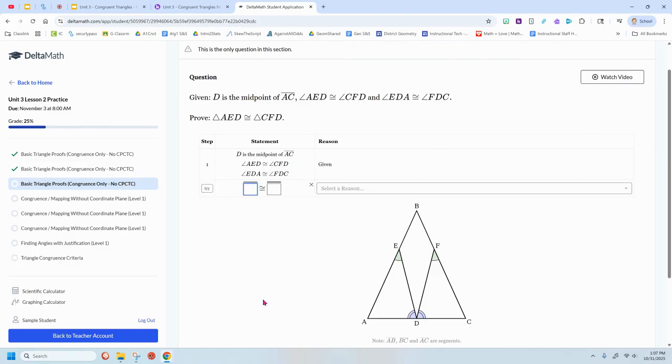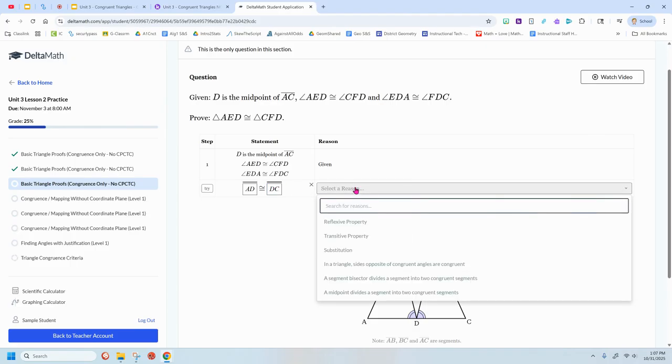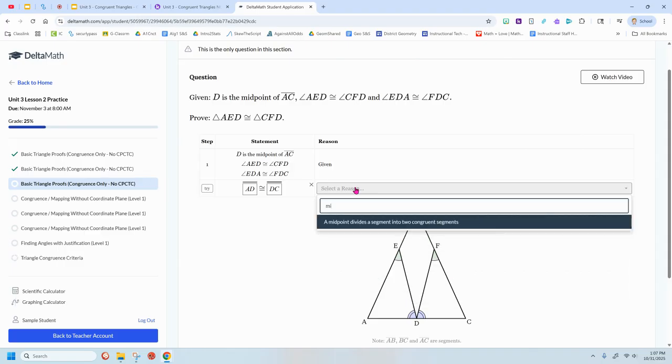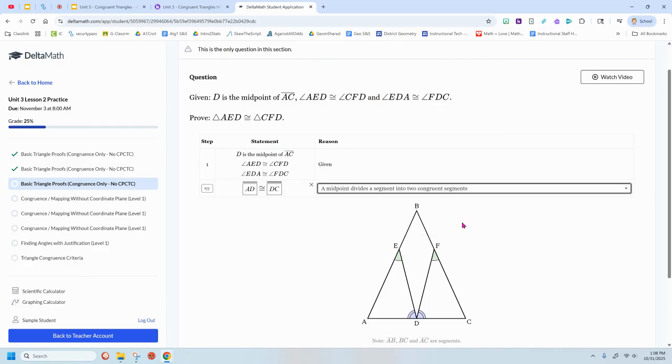Okay, here we go. AD and DC. The order of the letters does not matter. Now, this might be a little more exciting. Let's see what happens when we tap on that. If it doesn't come up right away, type in the word midpoint. There's only one that says midpoint. The more times you say that out loud or in your head, the easier it's going to be. It's just a definition. Okay, let's try it.